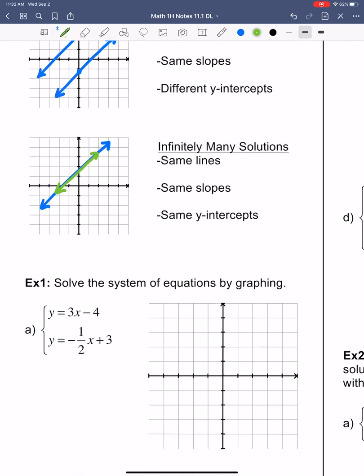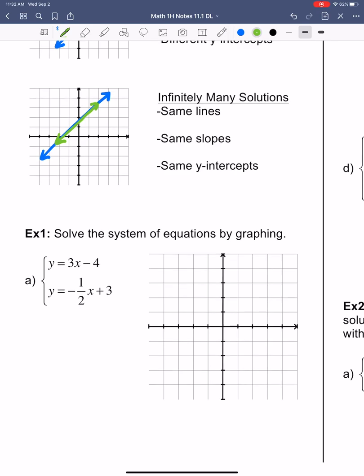So let's go ahead and graph a couple of these. It says solve the system of equations by graphing. So we want to figure out x and y that works for both of these equations here. We can do that by graphing and figuring out where the point of intersection is. Notice these are already set up pretty well for me because they're in slope-intercept form. So I'm just going to jump straight into graphing these.